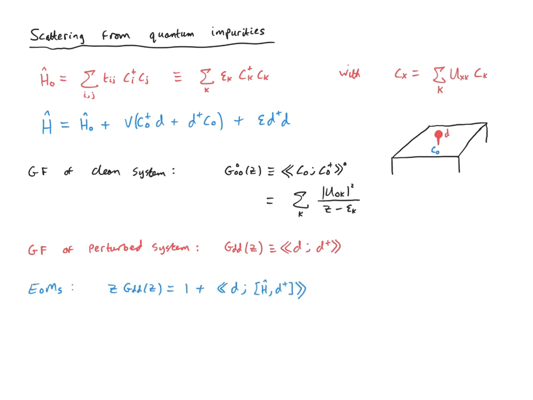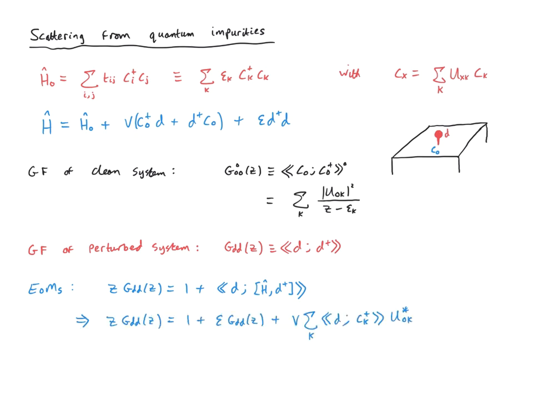We can now use equations of motion to find the impurity Green's function in the coupled system. Evaluating the commutator with the full Hamiltonian, we find a term epsilon D dagger and a term V C0 dagger. We can also express the C0 dagger operator in terms of the diagonal k-space representation as the sum over k of the expansion coefficient U0k star times the k-space operator Ck dagger. Plugging all of that in, we can now rearrange for the Green's function of the impurity.